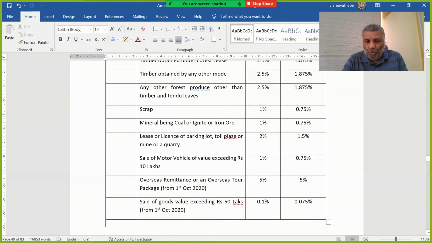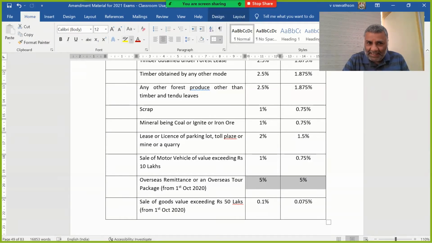Overseas remittance is like a payment to a non-resident, all others are resident. The provisions were introduced on the 1st October. Please look at the table once.